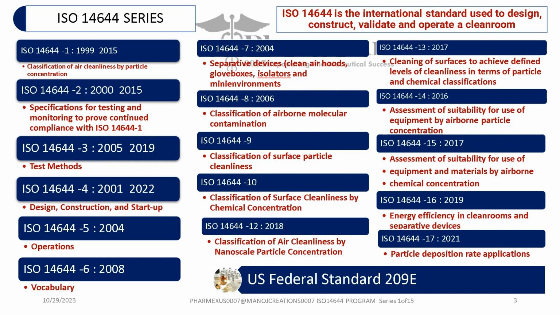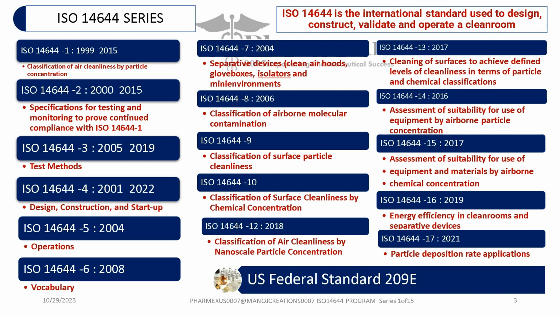ISO 14644-12, originating from 2018, gives the classification of air cleanliness by nanoscale particle concentration. Similarly, ISO 14644 module number 13 from 2017 gives the cleanliness of surfaces to achieve a defined level of cleanliness in terms of particles and chemical classifications. All these modules are categorized under different categories.